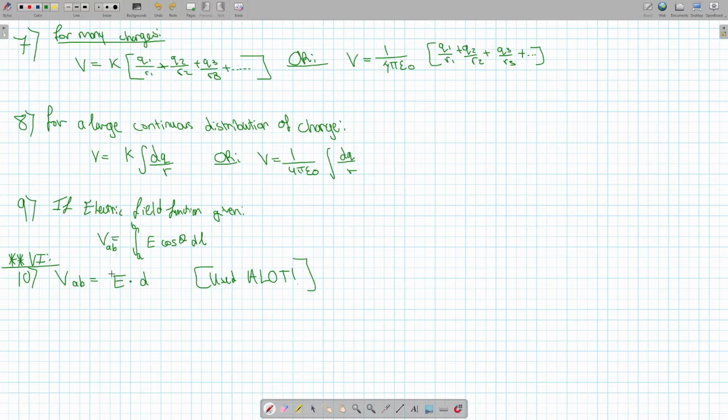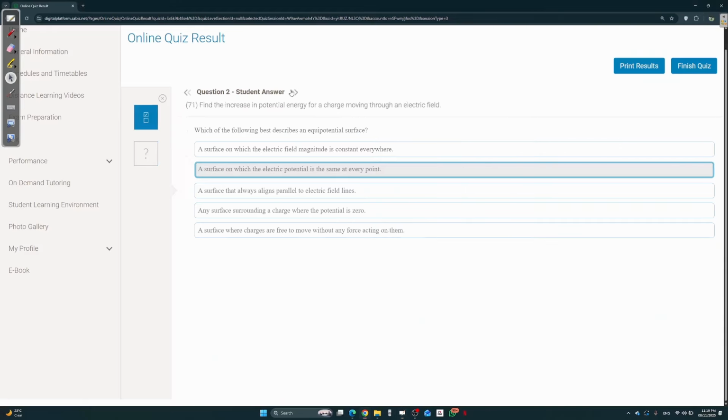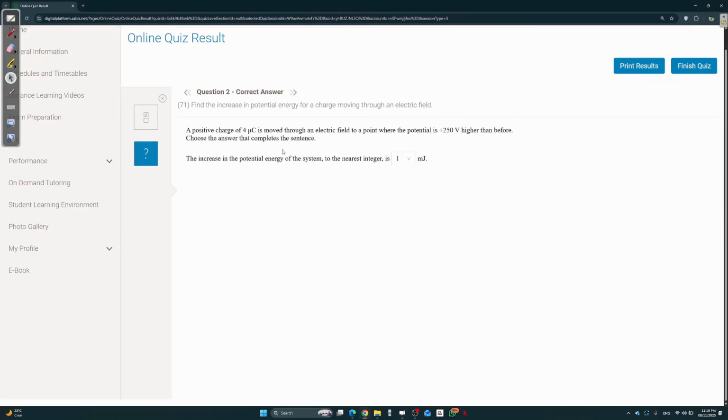Right. Now that we know our formulas, we should well be able to solve. Let's start. Question 2. A positive charge of 4 microcoulombs, so we have Q, is moved through an electric field where the potential is 250 volts higher than before. So they gave us V. And the increase in the potential energy of the system is what? So they want U. What was the formula? V is equal to U divided by Q. Right?